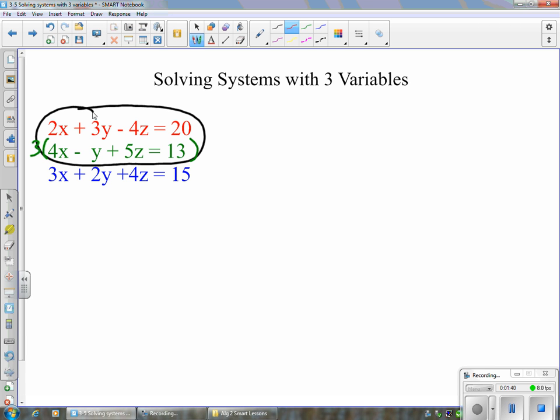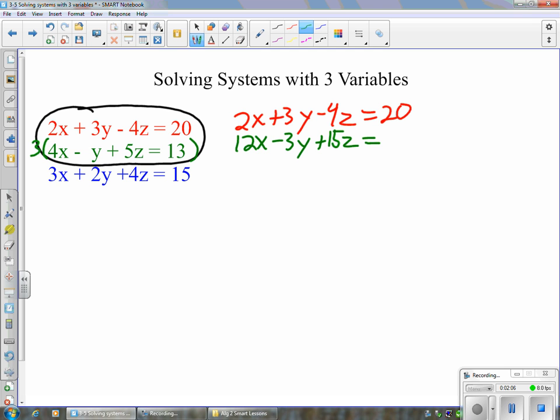So let's do that. First, I'm going to start with just copying that top equation down: 2x plus 3y minus 4z equals 20. Then, as I multiply everything times 3, I'll have a 12x minus 3y plus 3 times 5 is 15z equals, and don't forget that 3 times 13 is 39. From here, notice my y's. My y's will eliminate. That's good. So let's go old school addition problem.